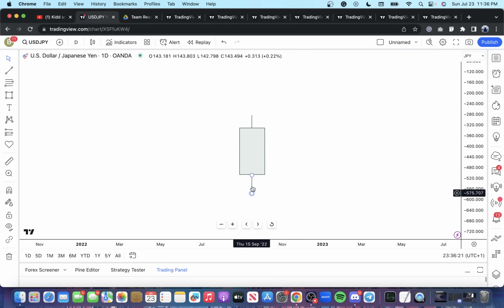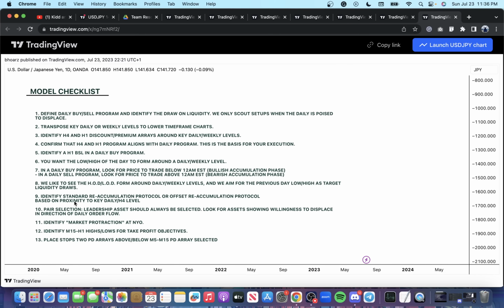All right, so for a daily bullish program, we want to see the market trade below 12 a.m. midnight New York. For a daily sell program, I want to see the market trade above 12 a.m. midnight New York, because that is what sets the initial accumulation phase for that daily range. All right, so going into the next part of the checklist, which is number 8, we like to see the high of the day, which stands for HOD, or low of the day, which stands for LOD, formed around daily or weekly levels, and we aim for the previous day's low or high as our liquidity target.